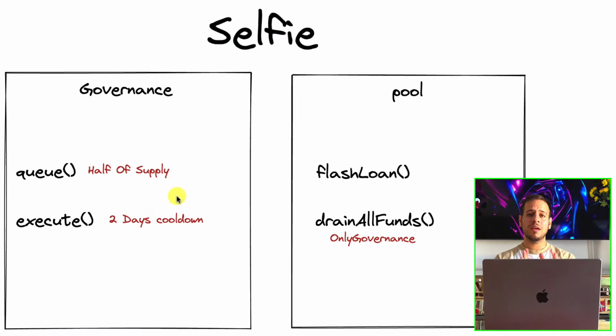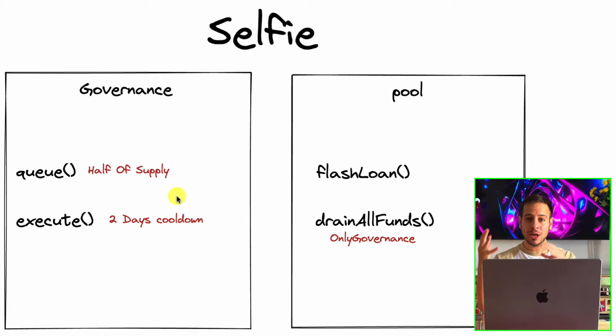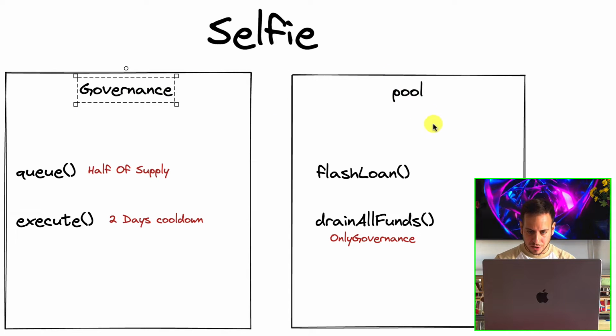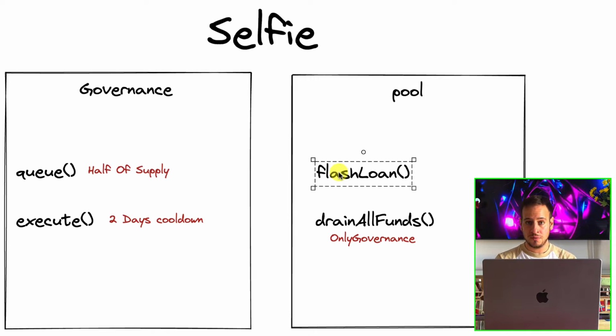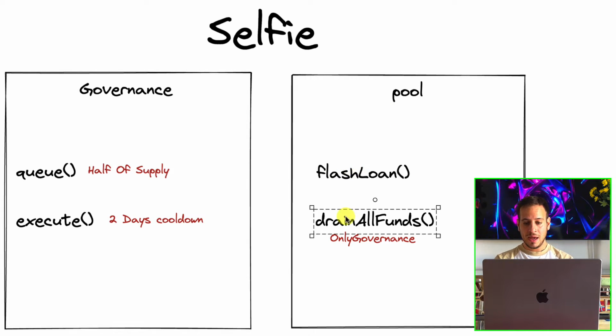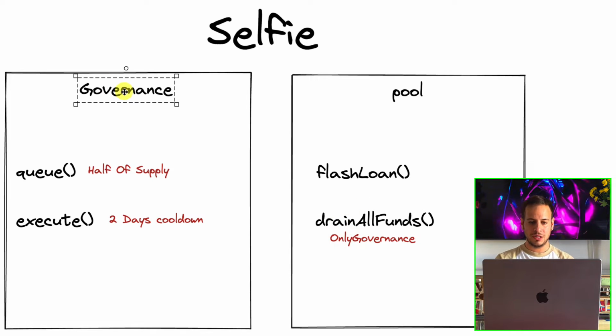So the first thing, before starting to write the code and exploit, we need to plan. You need to get the attacker mindset and plan how we're gonna attack this kind of system that is built of two main smart contracts, which are the pool and the governance. The interesting functions are flash loan that lets us borrow. It has 1.5 million tokens, so we can borrow them, and then drain all funds can be called only by the governance, which is this contract over here on the left.